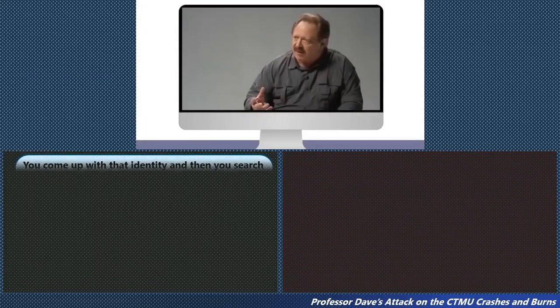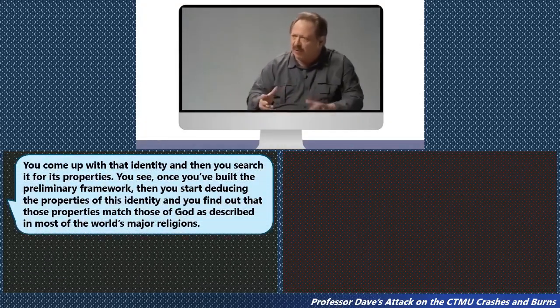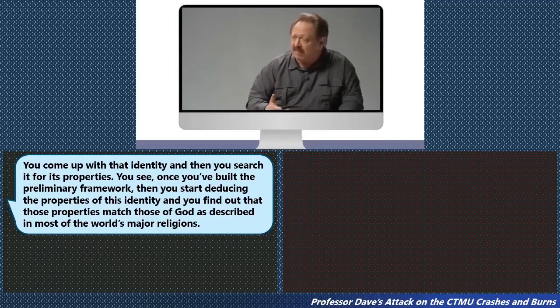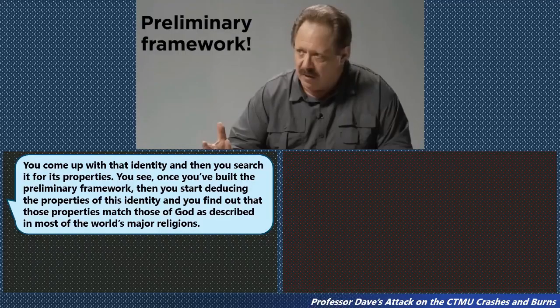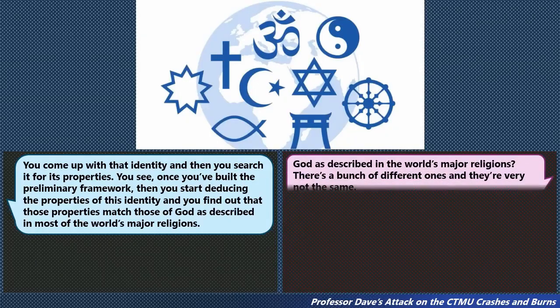So you come up with that identity and then you search it for its properties. You see, once you've built the preliminary framework, then you start deducing the properties of this identity, and you find out that those properties match those of God as described in most of the world's major religions. What preliminary framework? Describe it. Which properties? List them. Actually say something. And sorry, God as described in the world's major religions? There's a bunch of different ones, and they're very not the same.